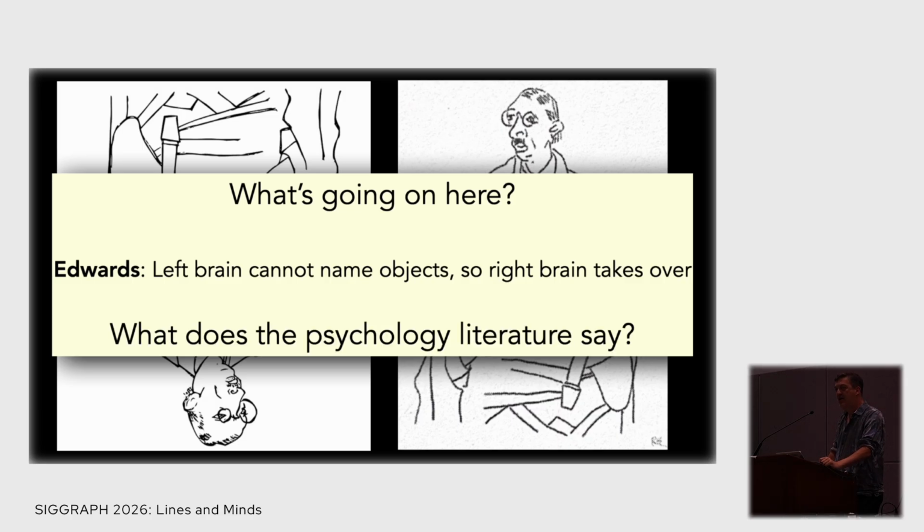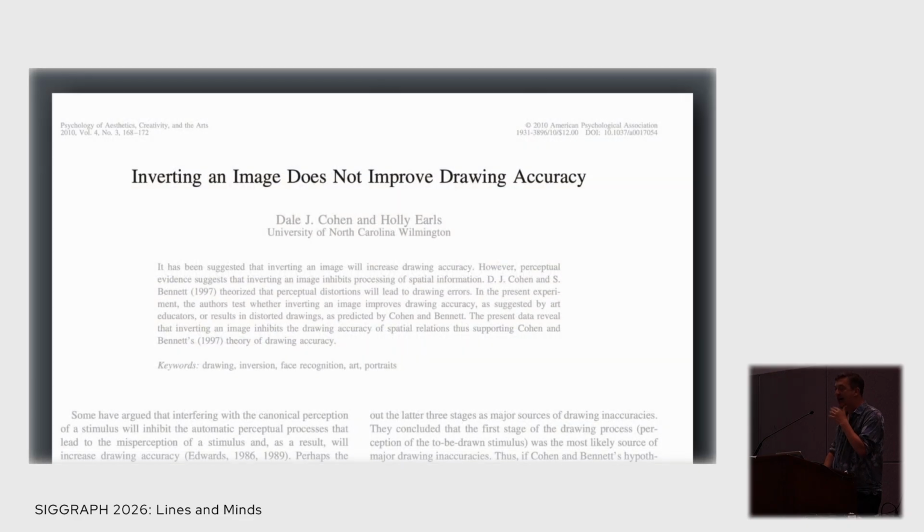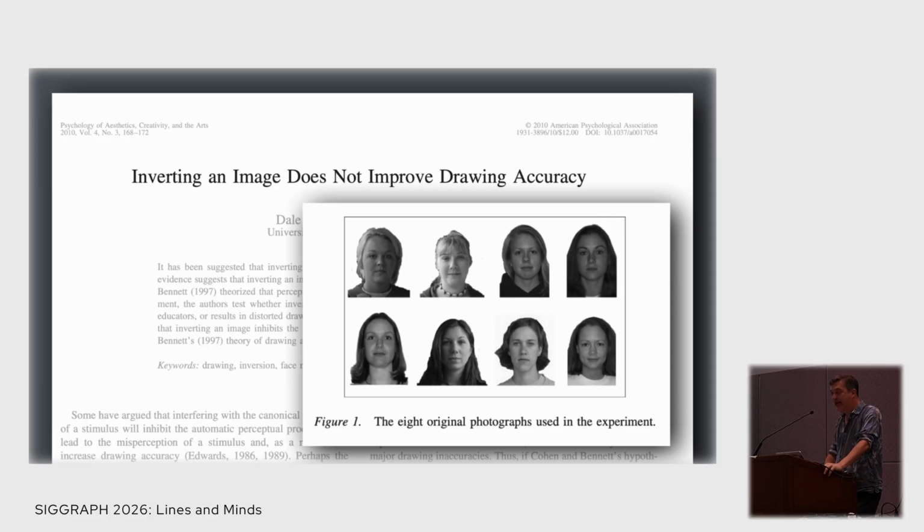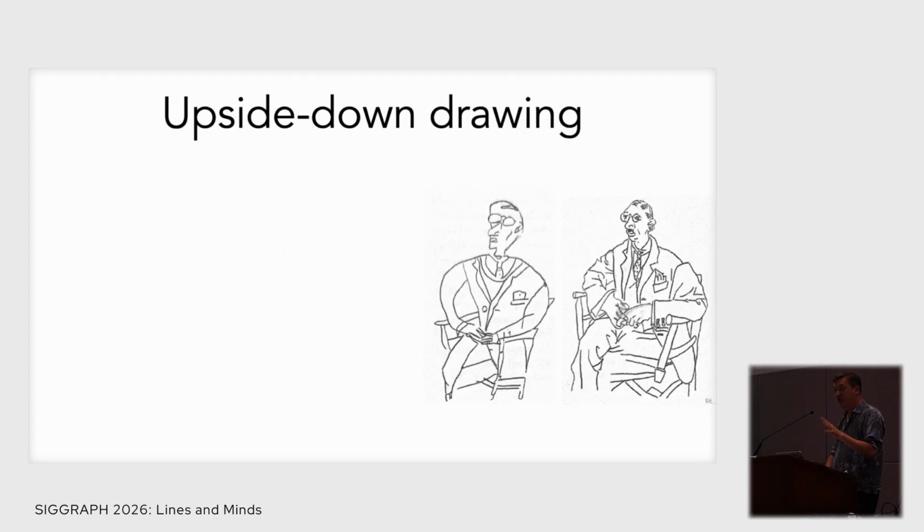Okay, so what does the psychology literature say? Well, there's just been one or two studies on this, and they say actually it doesn't improve drawing accuracy. So that's weird. They're saying the opposite of what Edwards is saying from all of her experience in years of working with art students. In this paper, they were only asking people to trace from photographs of faces, which are a really different class from the example I showed before. So basically, there's not enough information in the literature to really say conclusively why upside down drawing helps.